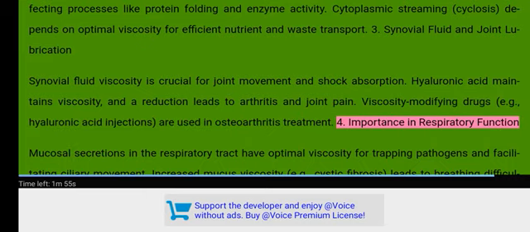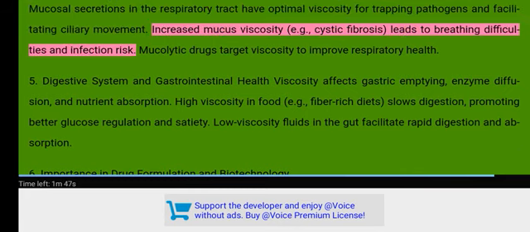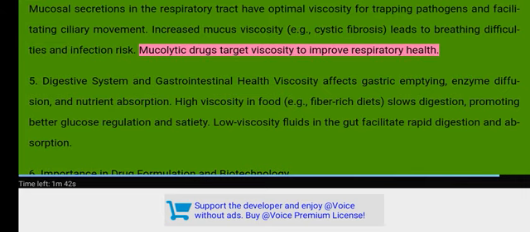4. Importance in respiratory function. Mucosal secretions in the respiratory tract have optimal viscosity for trapping pathogens and facilitating ciliary movement. Increased mucus viscosity, e.g., cystic fibrosis, leads to breathing difficulties and infection risk. Mucolytic drugs target viscosity to improve respiratory health.